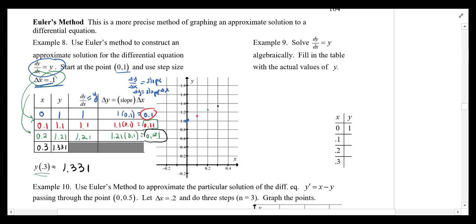Okay, and I guess the graph looks something like this. And that's how you can be more precise, because you're taking these really small delta x intervals and calculating the corresponding y values using the idea that delta y is equal to the slope multiplied by delta x.